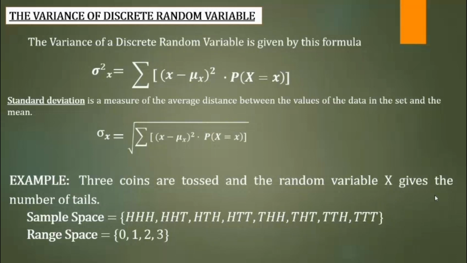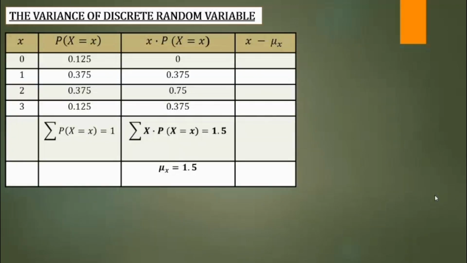For the first step in solving the variance, we need to supply first the values for the fourth column, which is intended for the difference between the random variable x and the computed mean. So 0 minus 1.5 is equal to negative 1.5. Next, 1 minus 1.5 is equal to negative 0.5. Next, 2 minus 1.5 is equal to 0.5. And the last, 3 minus 1.5 is equal to 1.5.